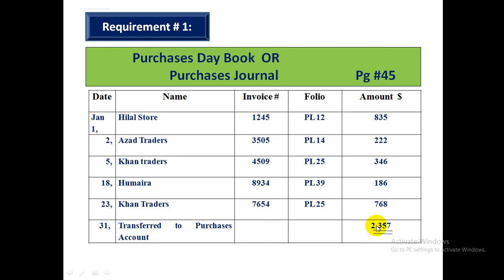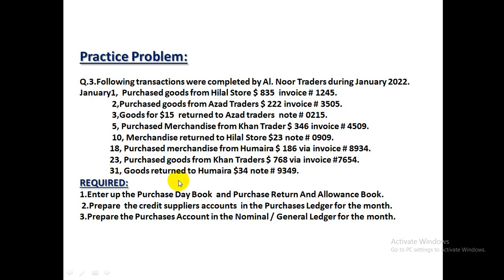We'll be focusing on this amount while preparing the purchases ledger in requirement number 3. So keep this in mind. Let's now prepare the second book, the purchases return and allowance book. As I told you earlier, the return of merchandise will be recorded in the purchase return and allowance book. So we'll focus on those transactions which we had ignored while preparing the purchases book.